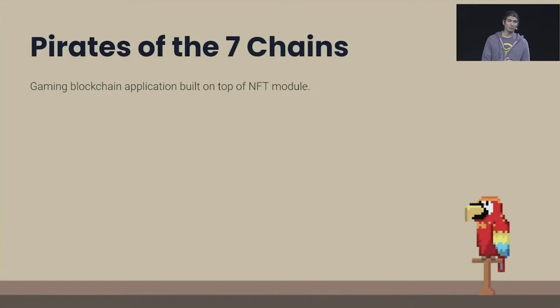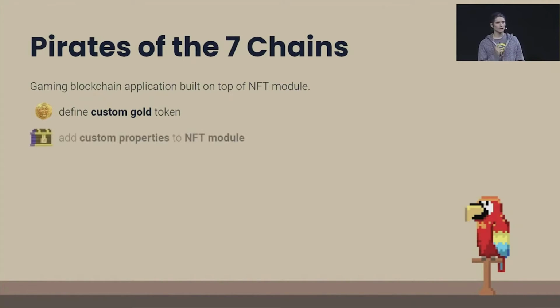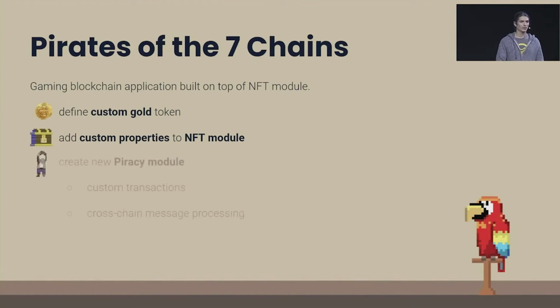Pirates of the 7 Chains is a gaming blockchain application built on top of the non-fungible token module. We're going to define 3 things. The first one is going to be a custom gold token. This will be just the custom fungible token of our sidechain. Then we're going to define the custom properties that we're going to add to the NFT module. And finally, we will create a brand new Piracy Module. And this Piracy Module will define some custom transactions and the processing around cross-chain messages.